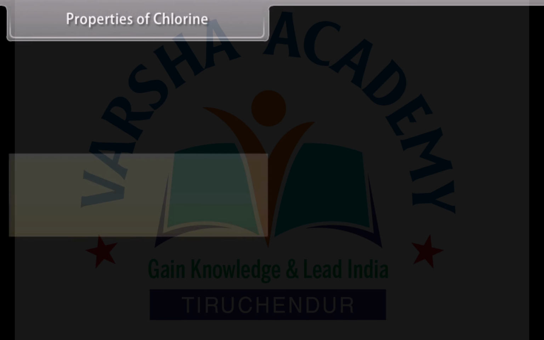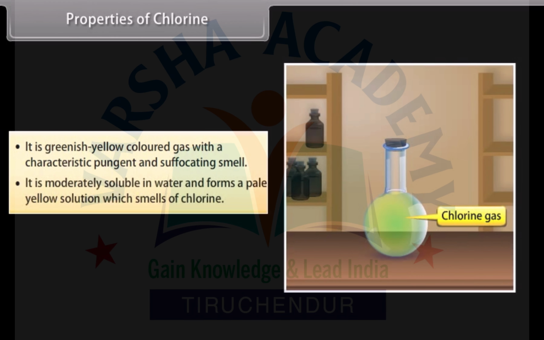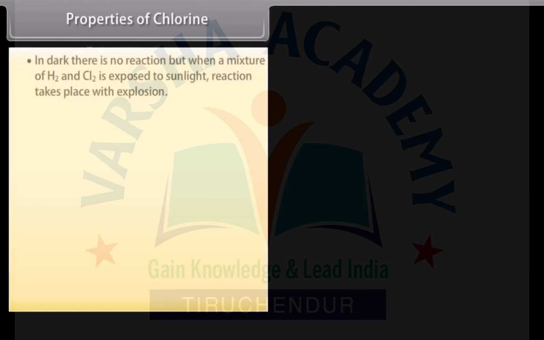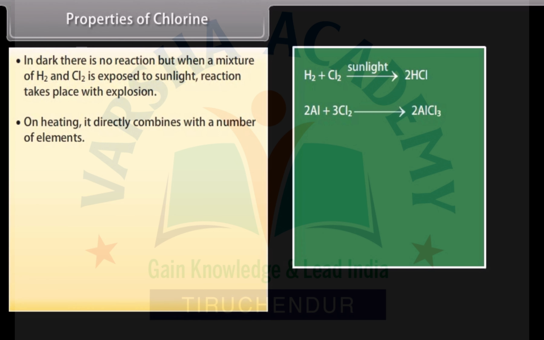Properties of chlorine. It is a greenish-yellow colored gas with a characteristic pungent and suffocating smell. It is moderately soluble in water and forms a pale yellow solution which smells of chlorine. This solution is called chlorine water. In dark, there is no reaction, but when a mixture of H2 and Cl2 is exposed to sunlight, the reaction takes place with explosion. On heating, it directly combines with a number of elements.